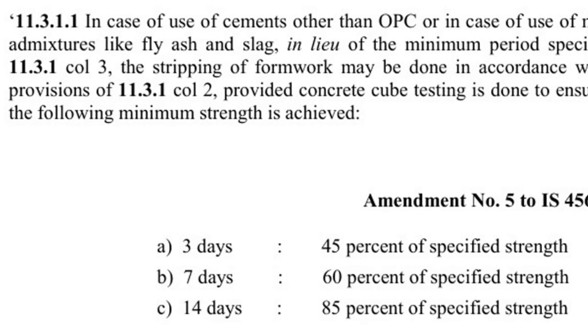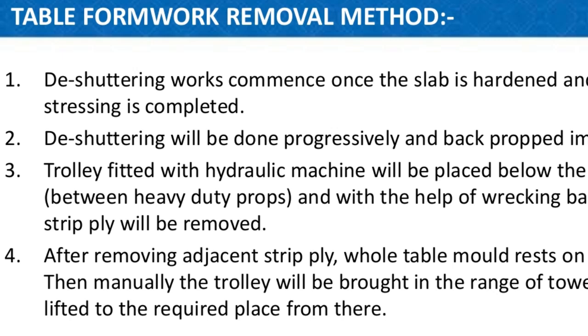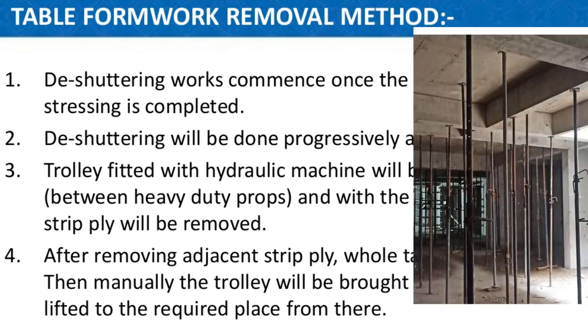Now we need to check the deshuttering process for the table formwork. Shuttering works commence once the slab is hardened and PT tendon stretching is completed, and we are getting the clearance from the PT vendor. Deshuttering will be done progressively and back propped immediately. So this back prop is very much important.